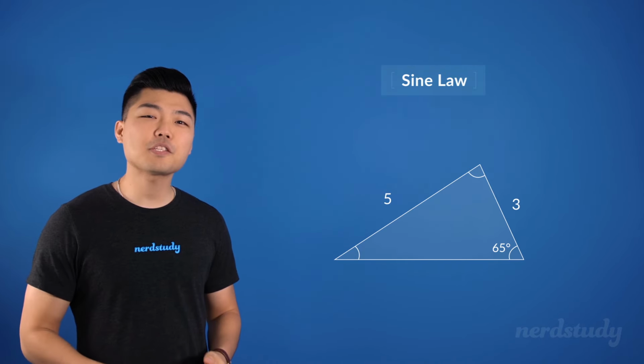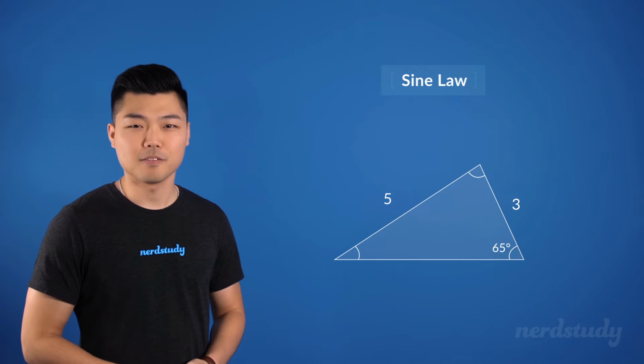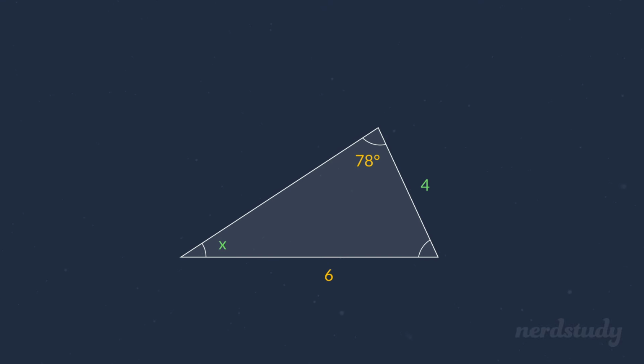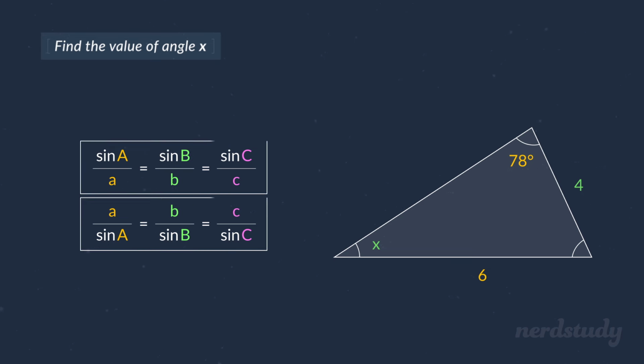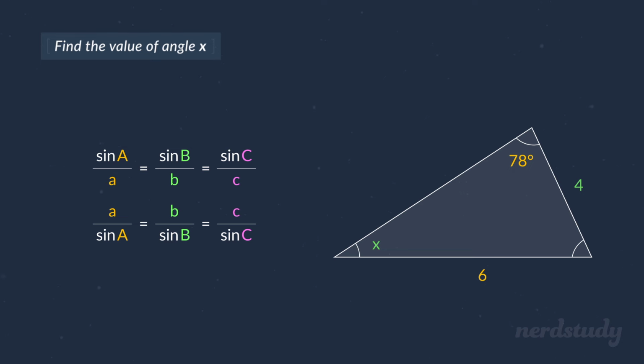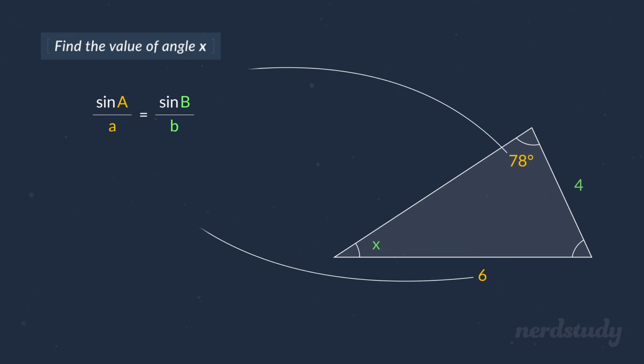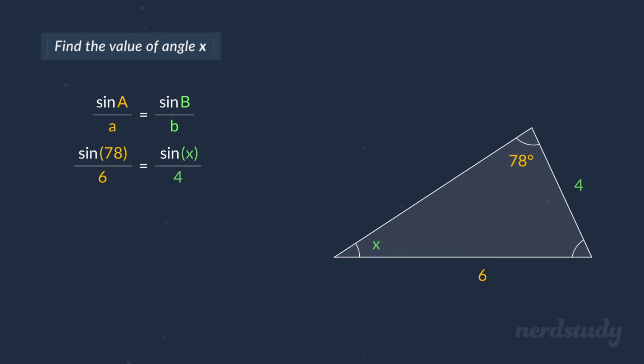Awesome, so let's try another example using the sine law. In this case, we're being asked to find the value of angle x instead of a side length. Alright, so this time we'll use this version of the sine law, just to demonstrate that the two are the exact same and that there is no difference. So all we have to do now is plug the respective values into the formula to get sine of 78 over 6 equals sine of x over 4. Let's simplify this by multiplying both sides by 4 and rearranging it.